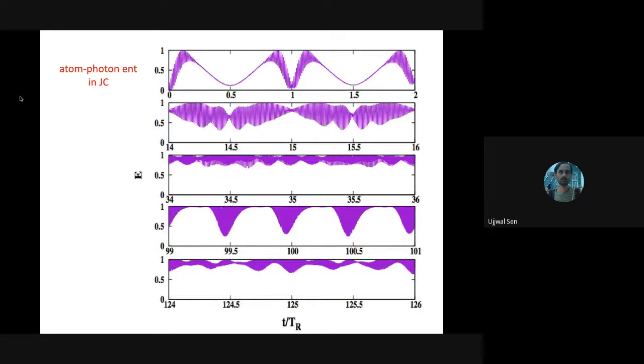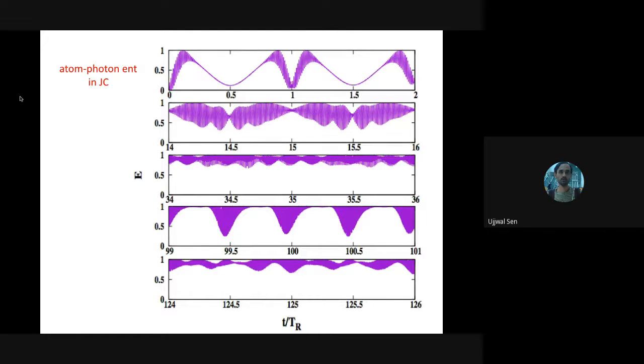Now, this figure is also known for some time, not as old as the previous picture, but we have drawn it on our computers, and people have drawn it on their computers for a long time now, maybe 10 years. And there are also experiments that have checked this. Here, the horizontal axis is again time. The vertical axis is, however, the entanglement between the atom and the cavity. So this is the atom-cavity entanglement.